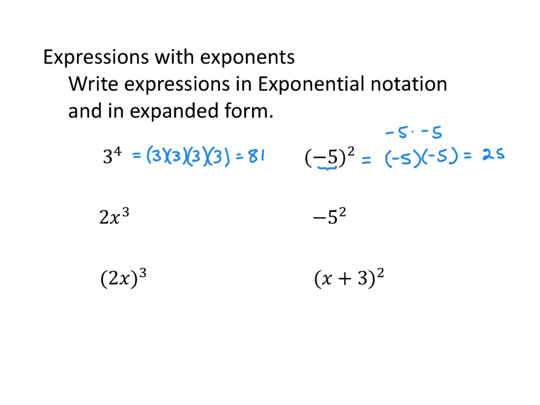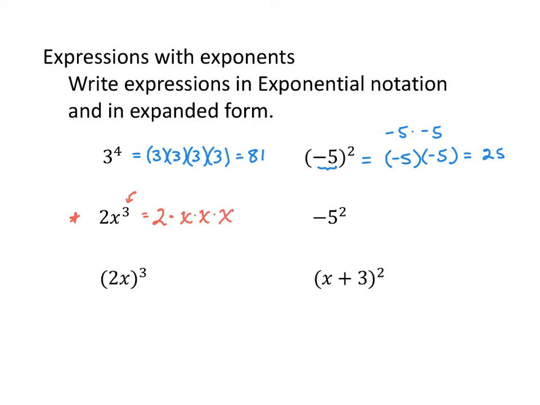Now let's go down to this 2x to the third. There are no parentheses here. The exponent only precedes the x, not the 2. So only the x is to the third power. The 2 is not to the third power. So there's only a single 2, and x to the third is x times x times x.